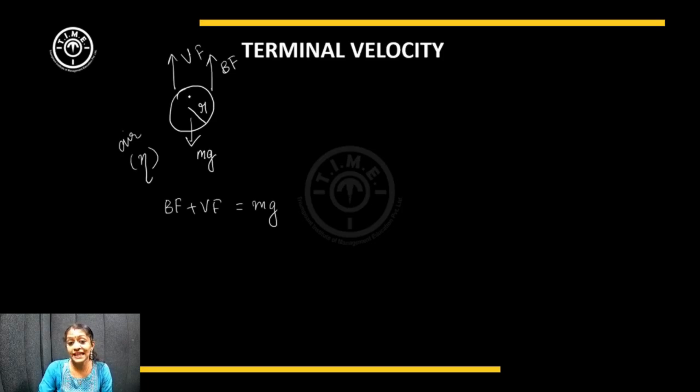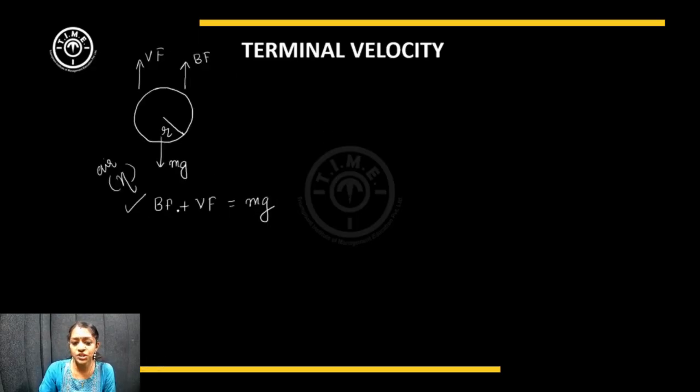Now we have to obtain an expression to find the value of terminal velocity. So let's start from this equation: buoyant force plus viscous force is equal to mg. Now we have to give substitutions for buoyant force, viscous force and this m. So what is the equation of buoyant force? Before writing it, let us consider the density of this raindrop as rho and the density of the medium through which it is falling as sigma. So here the density of the sphere is rho, and the density of the medium is sigma.